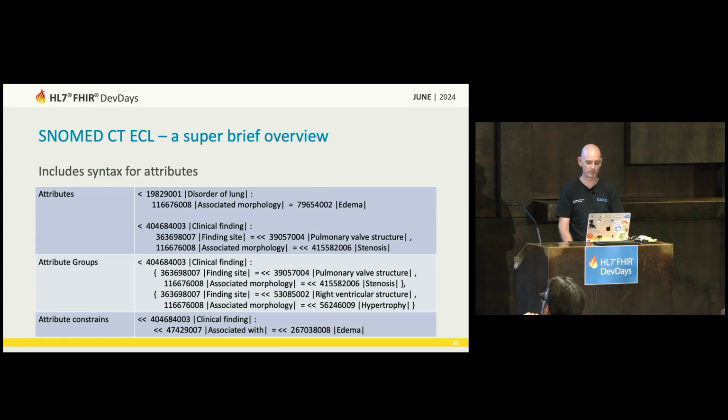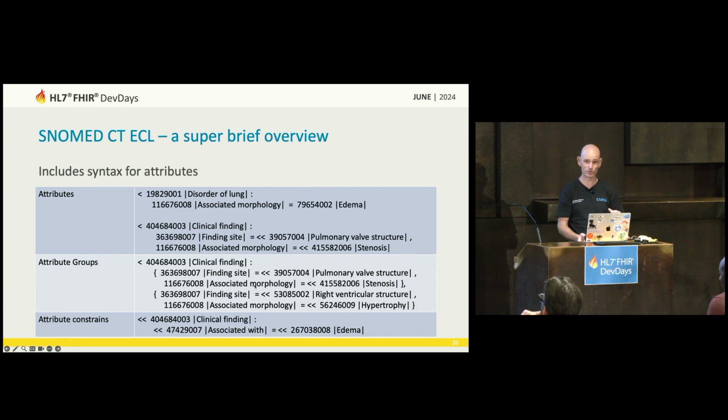You can deal with attributes, so this first bit of ECL here is saying, I want to find all things that are subtypes of disorder of lung that have an associated morphology of edema. And I can get even more complicated and say that I want a clinical finding that has a finding site of something below, like pulmonary valve or some substructure of pulmonary valve, with an associated morphology of stenosis.